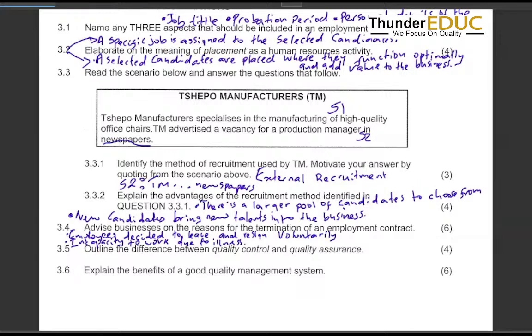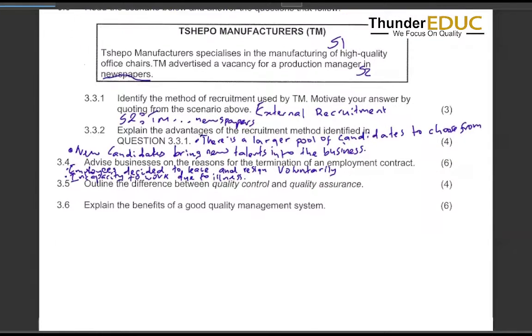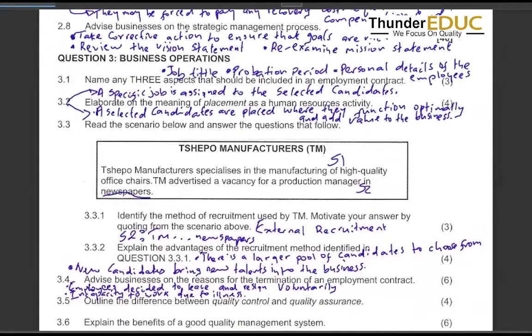Okay, right. 3.5 reads as follows: outline the difference between quality control as well as quality assurance. So now if you still remember quality control and quality assurance, quality control is only done, the inspection is done on the final product, while under quality assurance the inspection is done during and after the processing of the product.